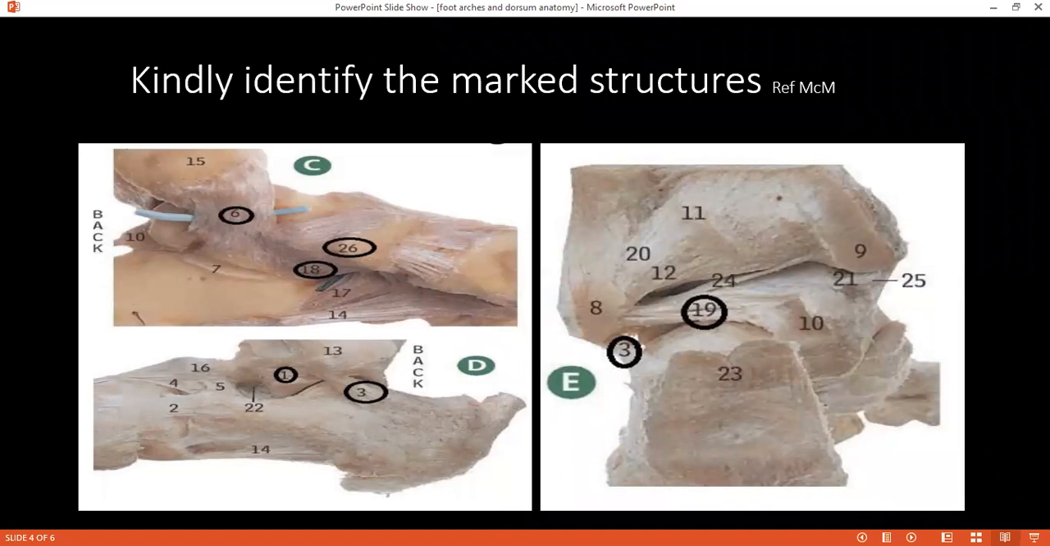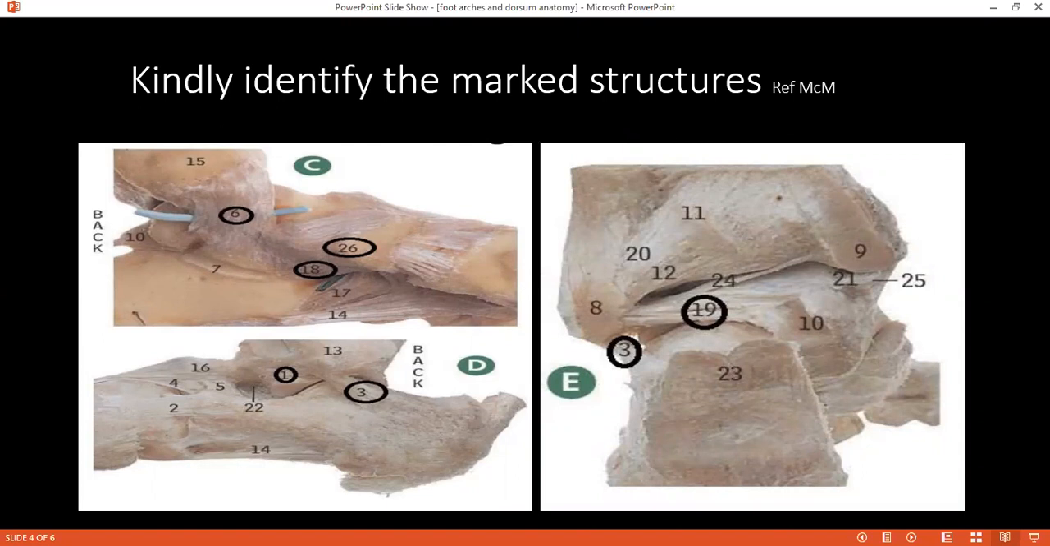Yes, ma'am. These are the ligaments which have been highlighted. Medially, that will be the deltoid ligament. Can you please tell me the attachments of the deltoid ligament to begin with?